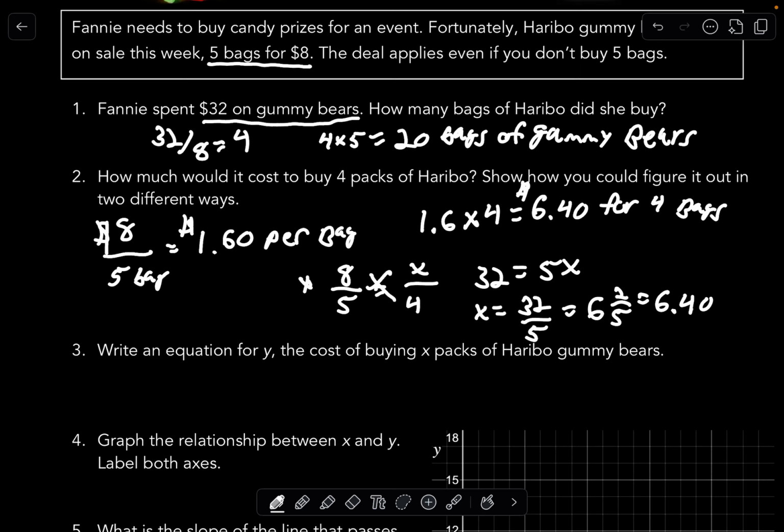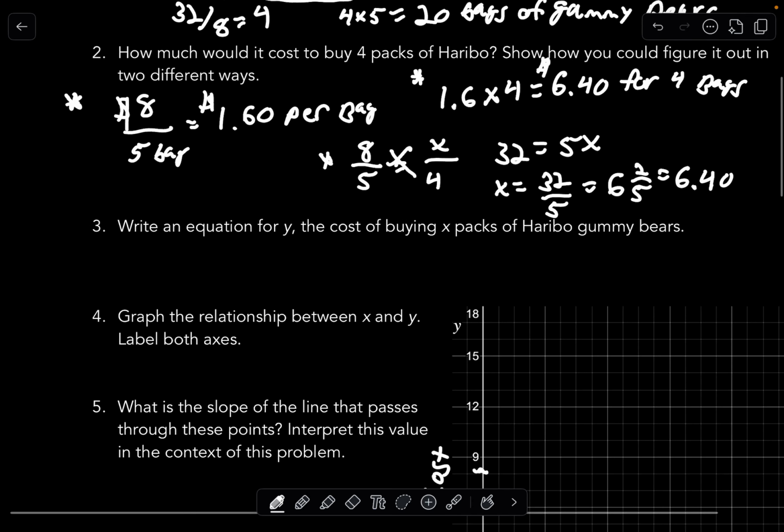Some kids may like the proportion, but this is how I always like it. This is my preferred method right there, because that leads right into number 2. Write an equation for y, the cost of buying x packs. Well, y equals $1.60 per pack times x.